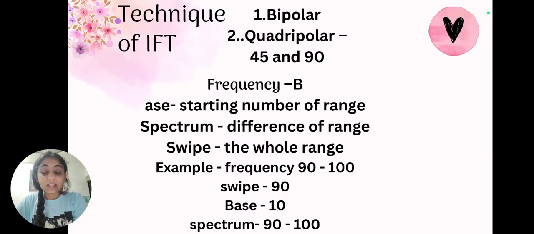Quadripolar 90 we are using for larger areas like back, thighs. So quadripolar 90 we are using for larger areas. In that, two channels and four electrodes.